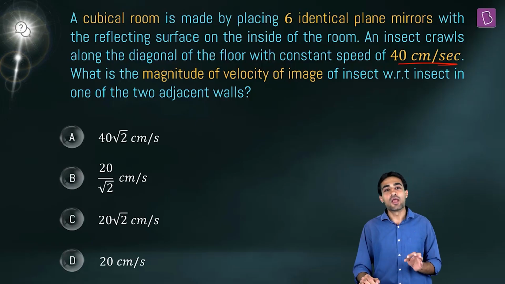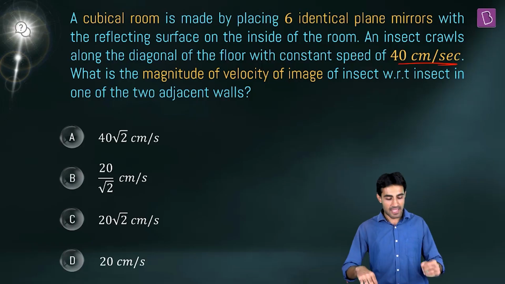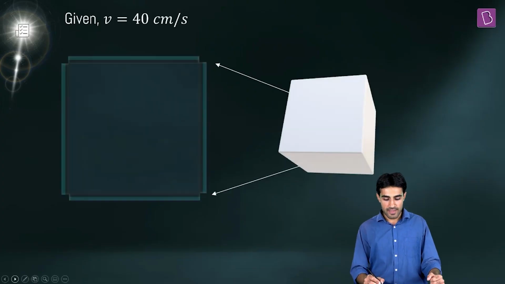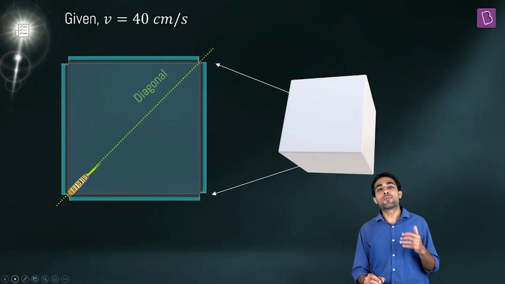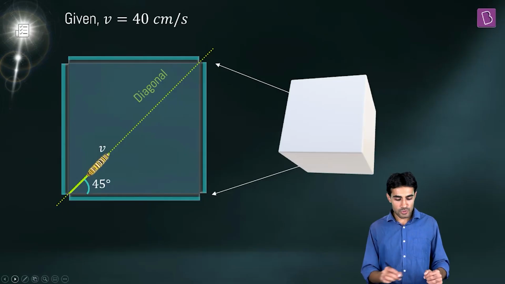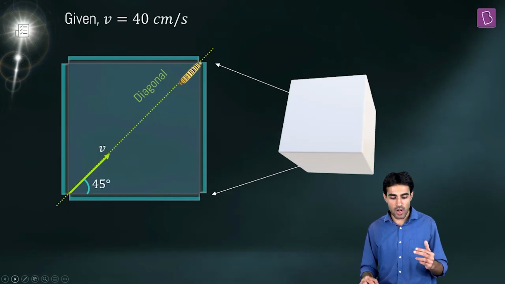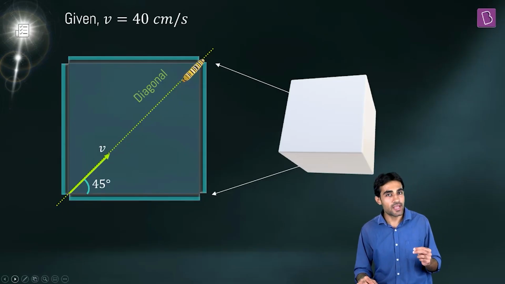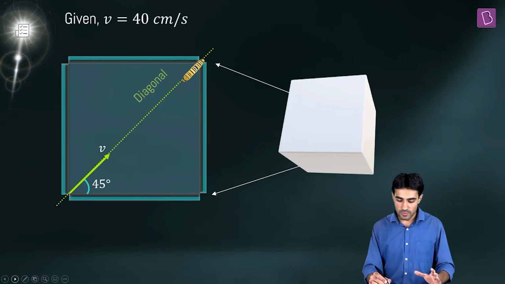Now, let me explain what is being asked in the question. So, imagine this cubicle room. Okay, now we are looking at the top view of this room. So we can see the insect. Insect is crawling along the diagonal of the ground. Okay. So this is the top view.